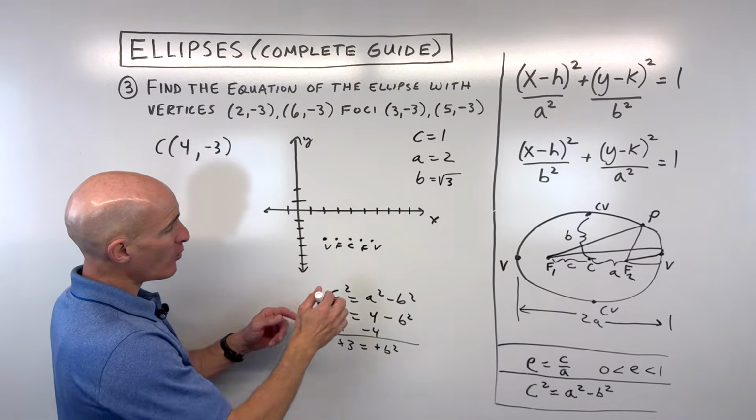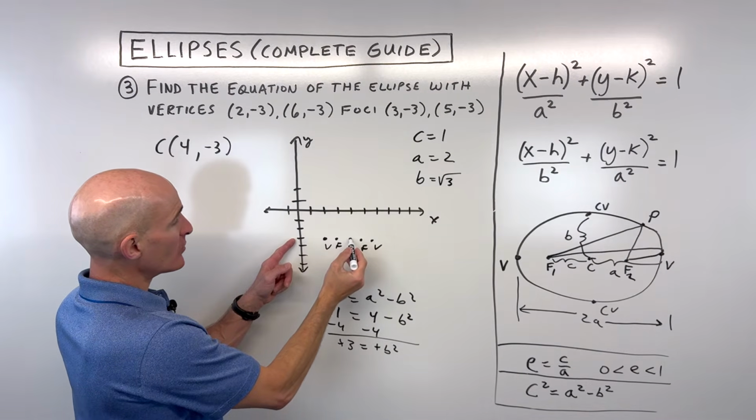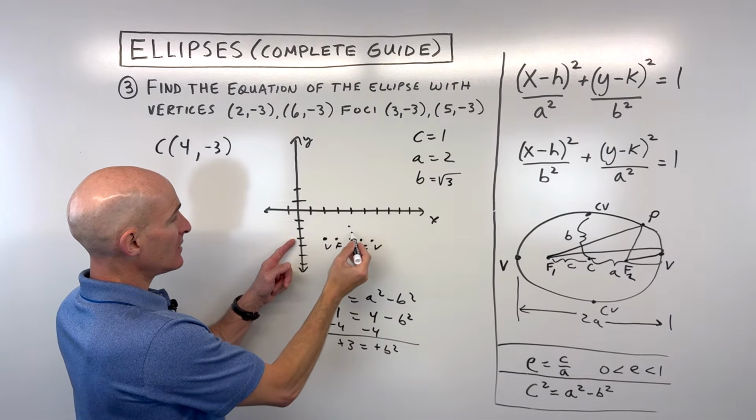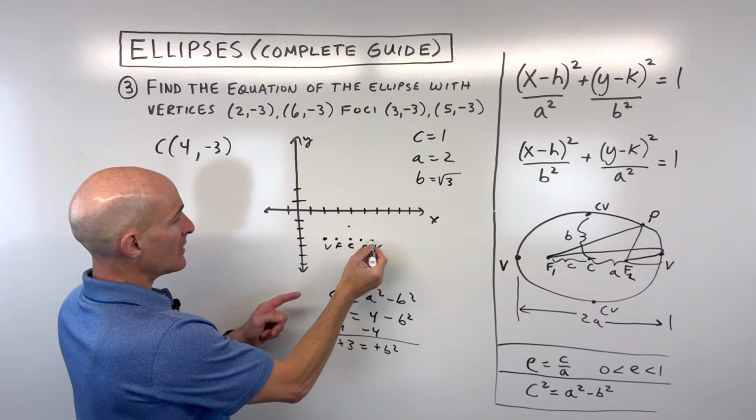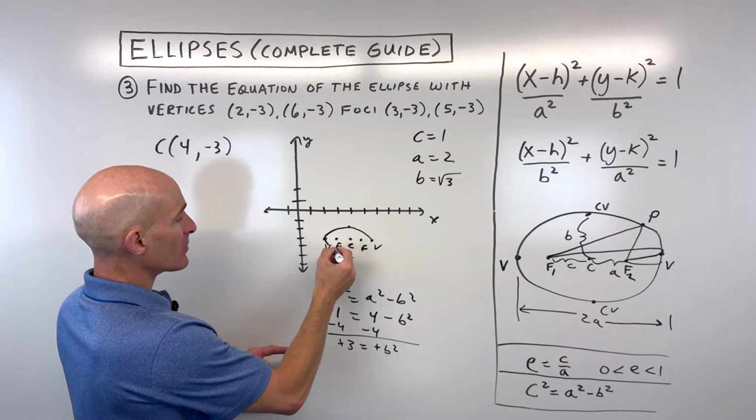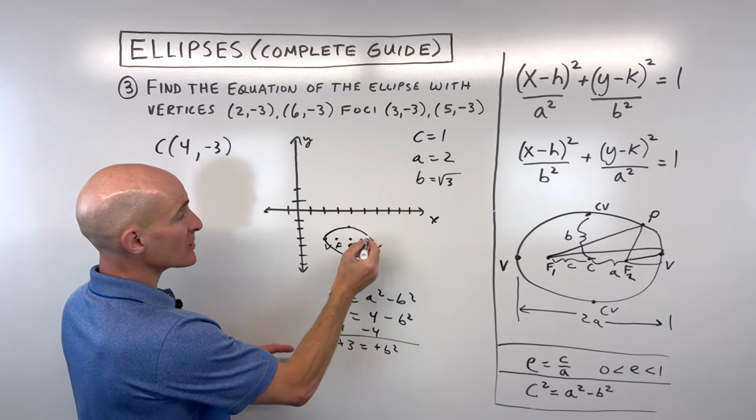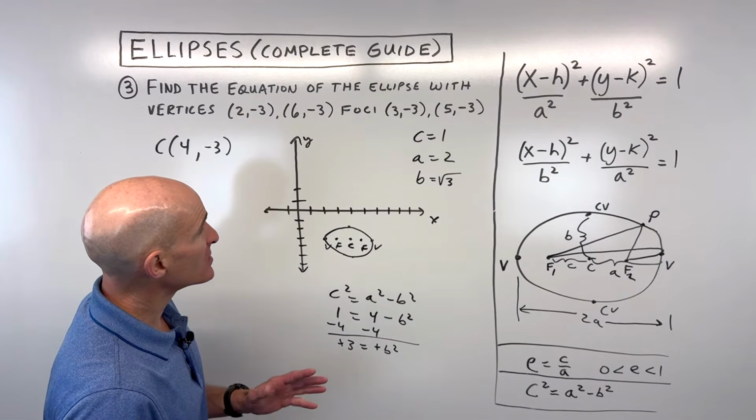Square root of 3 is about 1.7, so from the center we would go up about 1.7, down 1.7, and we could get a rough sketch of our graph. But the main thing we're interested in here is the equation of the ellipse. So let's start putting that together.